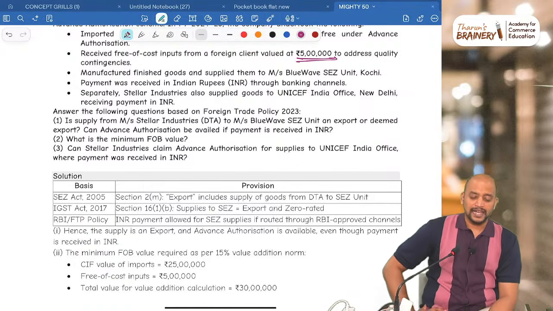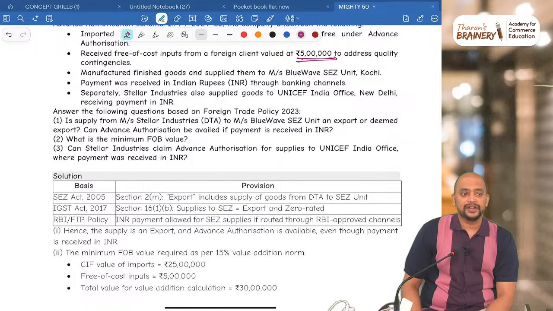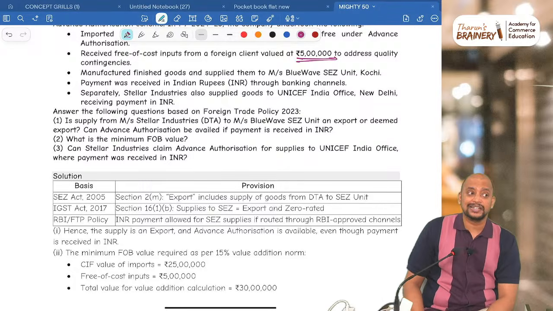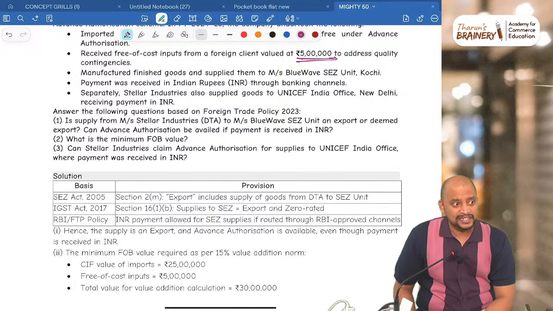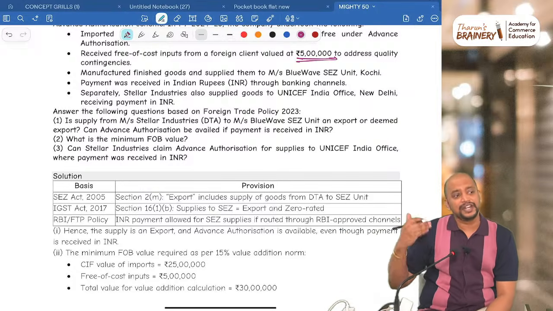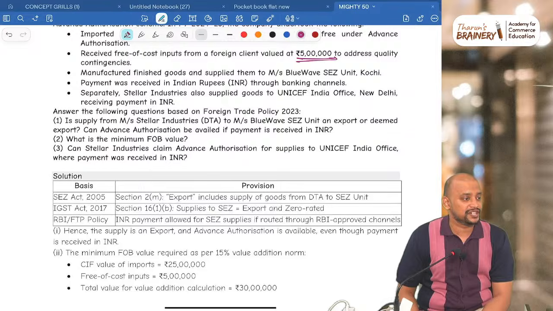Then, can advance authorization be availed if payment is received in Indian rupees? So here, under advance authorization, how should the consideration be? Convertible foreign exchange. But in these cases, wherever it is permitted by RBI, I told you it can be in Indian rupees. So here it is permitted. Sale to SEZ is permitted for Indian rupees. Even sale to a foreign going vessel or aircraft is permitted for Indian rupees.